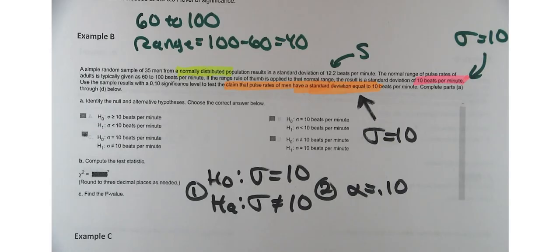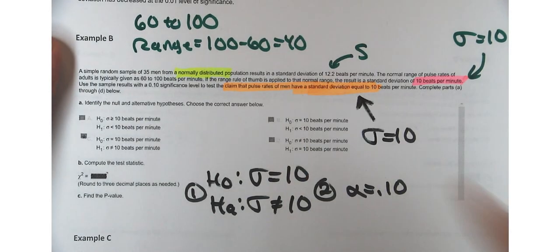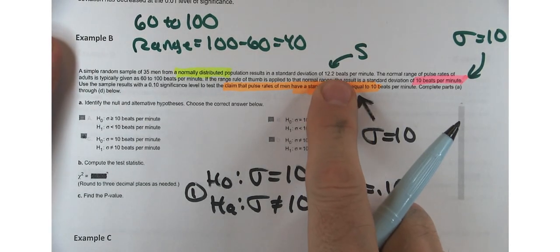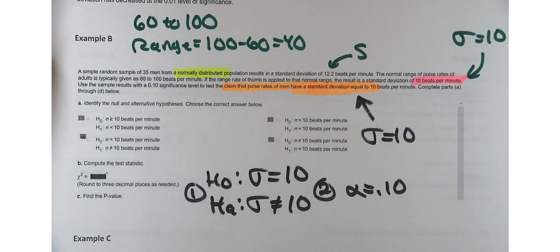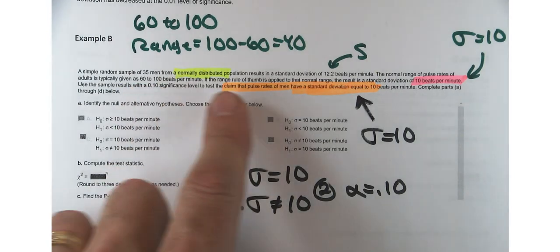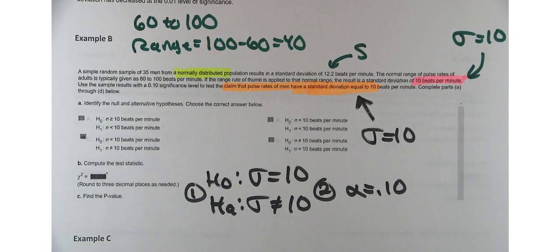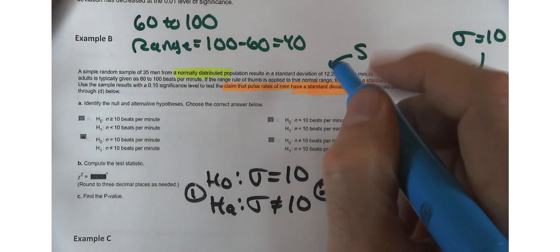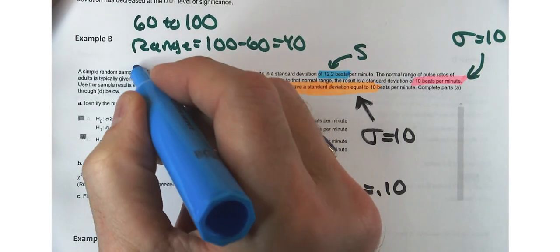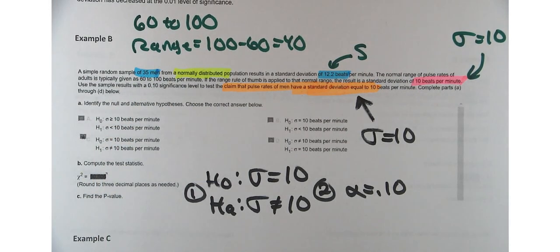Next step was we need to do what? What do we need to do next? Input data. Input the data. Yeah. So we're going to have to input some numbers here. Those numbers are going to include the 12.2 standard deviation, or 12.2 beats per minute for S. And then we had a value for N too, right? 35 men. So these two numbers right here. All right. So we want those two. Let's go back to StatDisk.